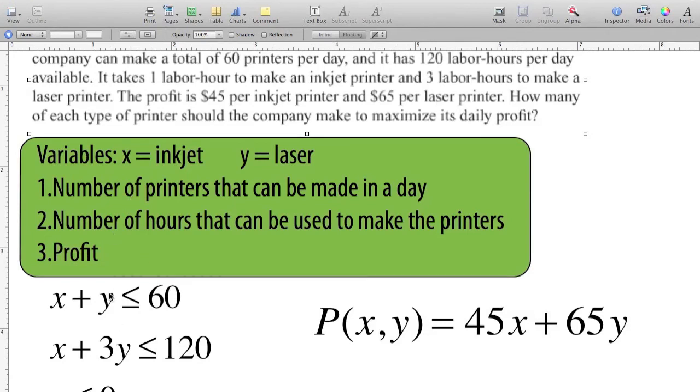The last part that they talk about is profit. They tell me they're making $45 per inkjet and $65 per laser. If I take the number of inkjet and laser, that's what x and y represent, 45 times the x's and then 65 times the y's, that's going to tell me how much I'm going to make in profit for each type of printer. And if I add them together, that's going to tell me my total profit. This is what we call our overall equation. This is what we're going to end up plugging our values into, because that's really the last question. How can I maximize this equation?